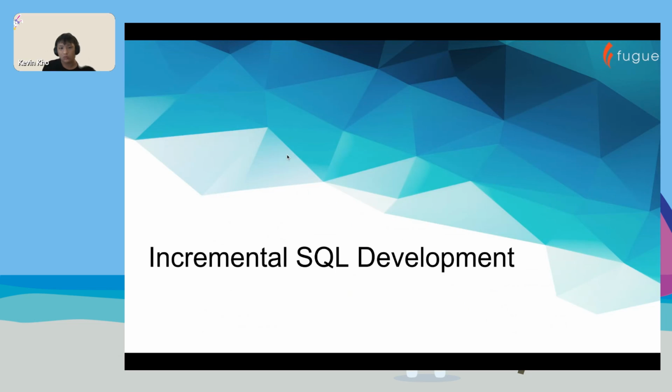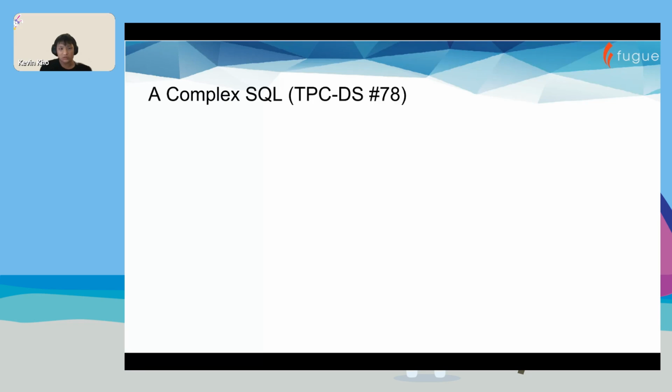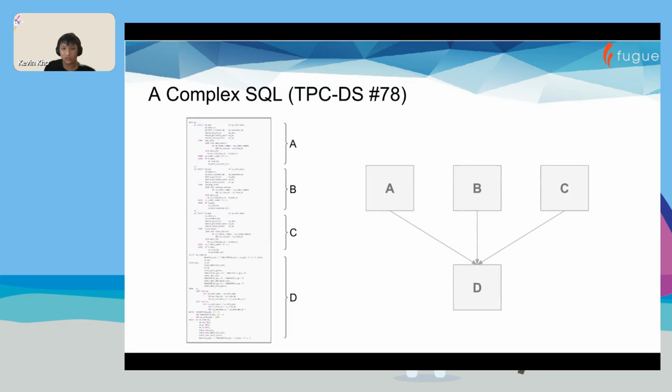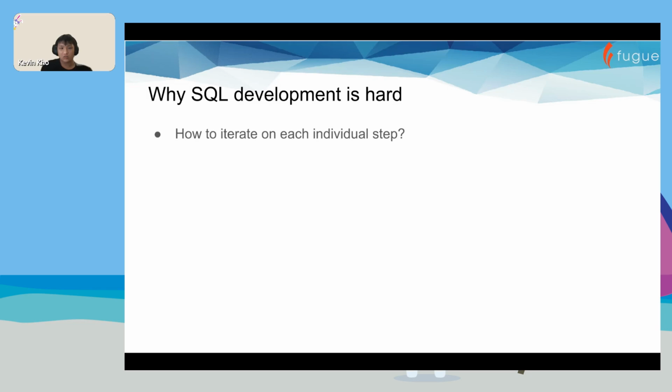Let's talk about SQL development first. What are the problems with SQL development? If we take a look at a SQL query, which can be 100 or 200 lines of code, in this particular query we have four tables that we're working with. A, B, and C feed into D, and it's very common to find SQL queries like this. So our question is, how do we iterate on such queries effectively? Let's take a look at why it's hard.